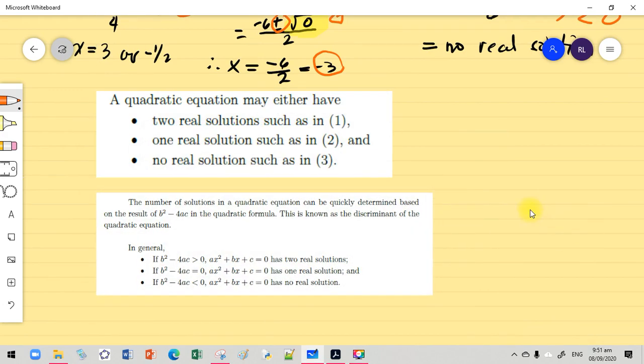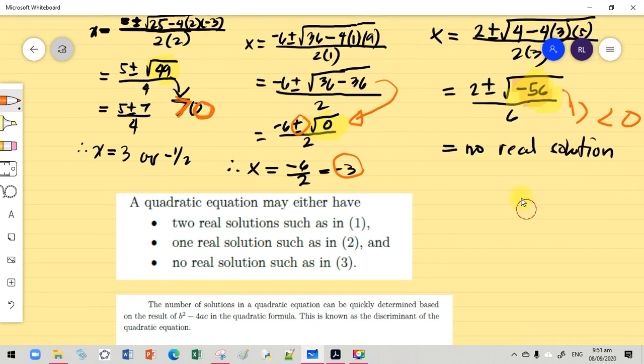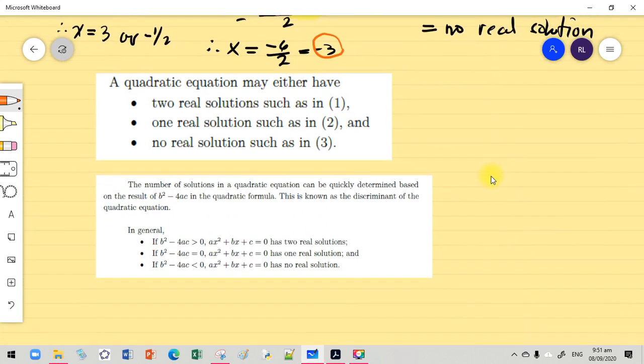The number of real solutions in a quadratic equation can be quickly determined based on the result of that b squared minus 4ac, that quantity inside the square root sign. Here it is 49, here it is 0, and here it is negative 56. So what does it tell us?